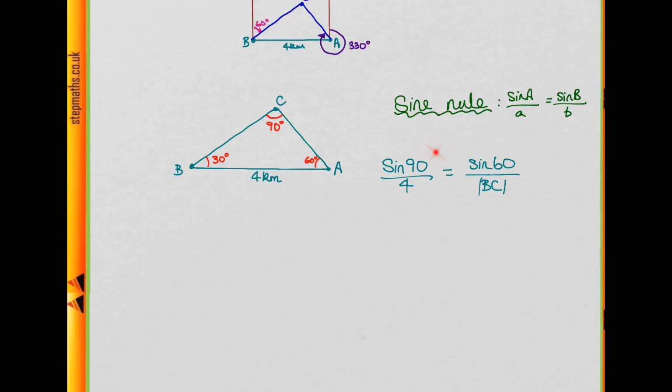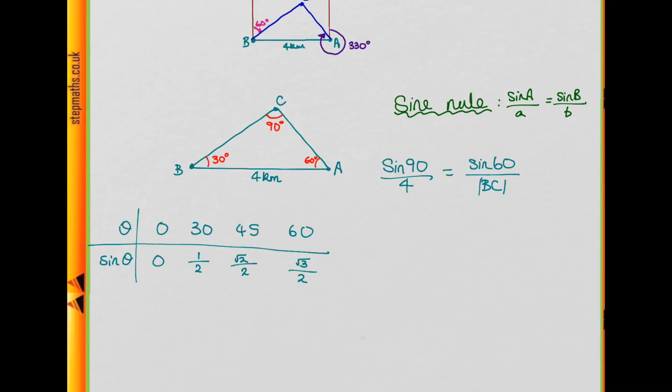So now we need to work out what sine 90 and sine 60 are. If you can't work them out off the top of your head, you could draw out a table which looks something like this. So I have theta equals 0, 30, 45 and 60. And all I've done for sine theta is written 0, 1, 2, 3, square rooted them all, and then divided by 2. So that could be a quick way of working it out. So we substitute that in, and we get a quarter is equal to root 3 over 2 divided by the length of BC. And so BC is equal to 2 root 3, and our answer is B.